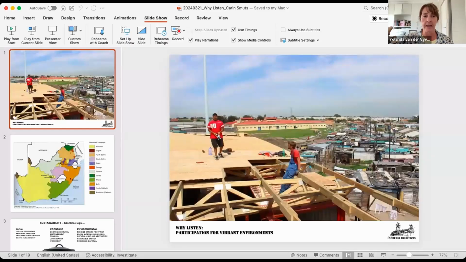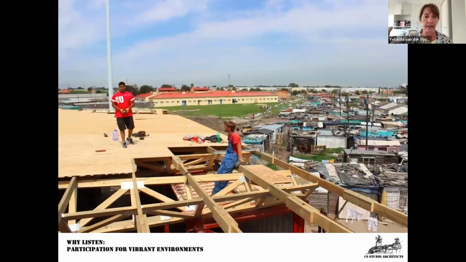Our next speaker, Carin Smuts, received a BA and a BArch from the University of Cape Town, UCT, and just completed her master's research at the University of the Free State. So congratulations, Carin. She is a founding member of the award-winning architectural practice, CS Studio Architects. Her practice is the subject of a 2016 publication, CS Studio Architects, Carin Smuts and Urs Schmidt. Carin, the floor is yours.